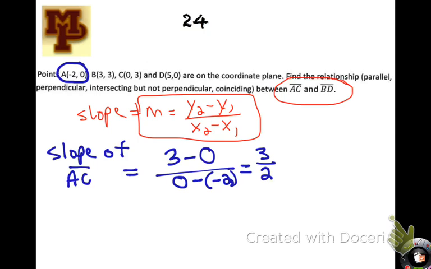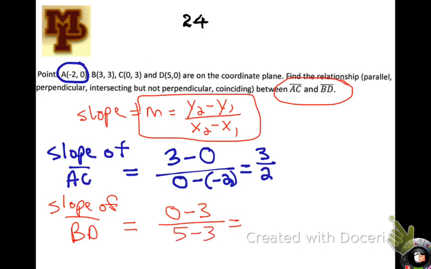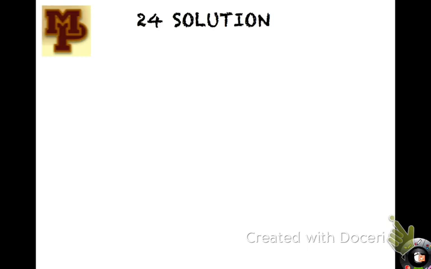And now let's do the slope of BD. So the slope of BD would be equal to 0 minus 3, and then we got 5 minus 3. So that's negative 3 over 2. So I would say they would be neither. They're not the same slope, and they're not opposite reciprocal slopes. They are opposite signs, but they also need to be flipped fractions. So this would be neither.